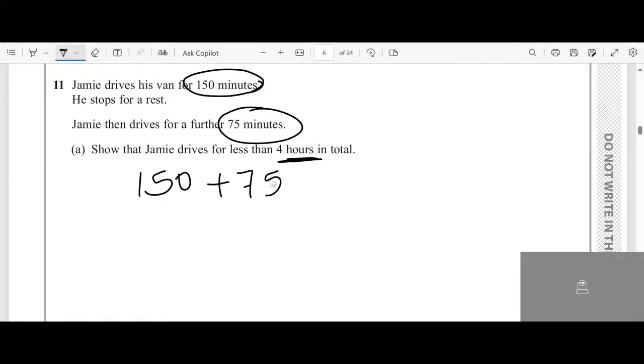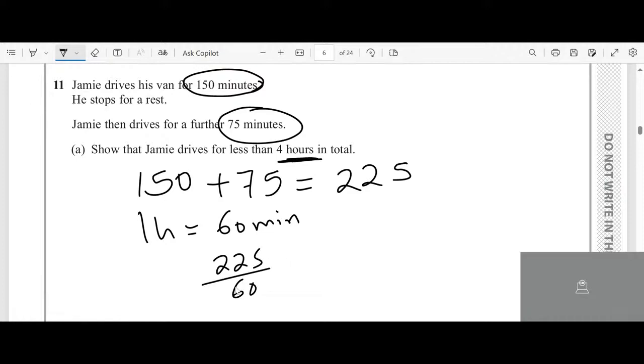150 plus 75. Use your calculator to be accurate. 150 plus 75. This is 225. And I know that 1 hour is equal to 60 minutes. So how many hours is this? So we have 225 divided by 60. I want first the whole number. If you have the calculator, we have got a function that looks like this on your calculator. You can press it after dividing. You will have something written like 3°45'0". Means that it is 3 hours 45 minutes.